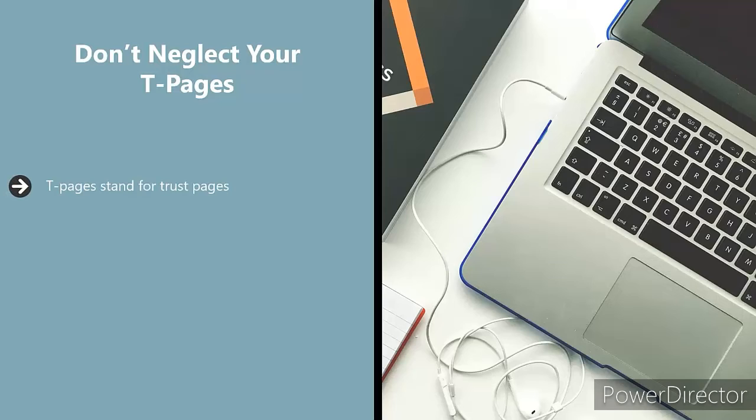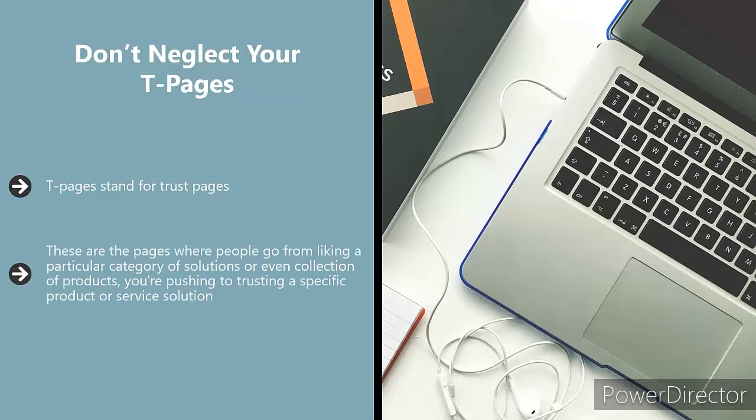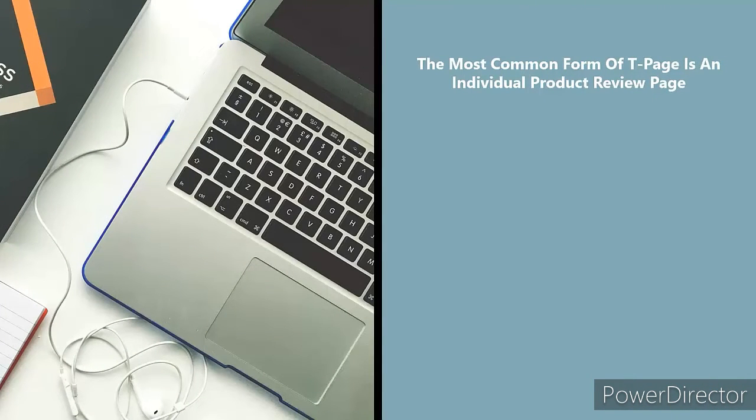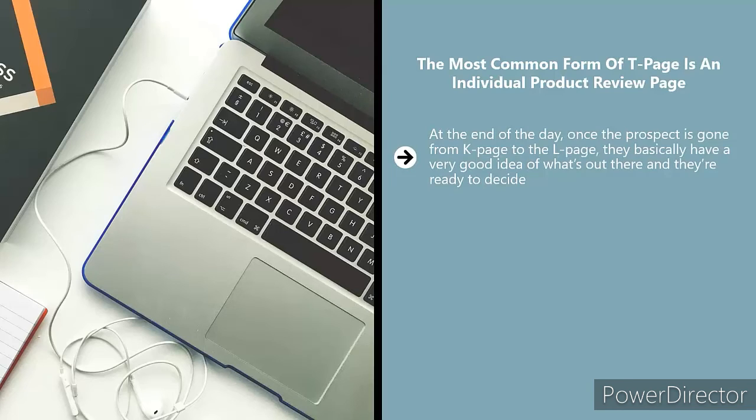T pages stands for trust pages. These are the pages where people go from liking a particular category of solutions or even a collection of products you're pushing to trusting a specific product or service solution. The most common form of T page is an individual product review page. At the end of the day, once the prospect has gone from K page to the L page, they basically have a very good idea of what's out there and they're ready to decide. Now, they're basically properly educated. Your T page then should get straight to the point. It should basically just say, okay, these are the reasons why you should trust this particular product.